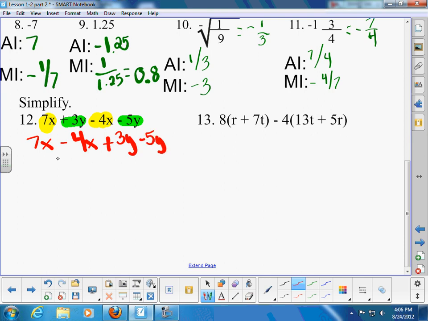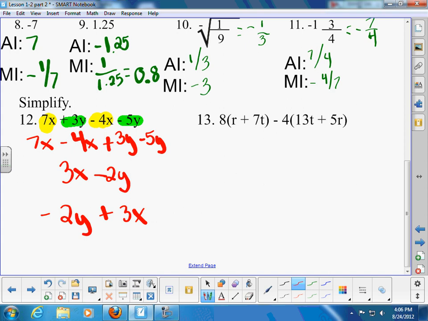Okay, so combining the like terms, 7x minus 4x would be 3x. And 3y minus 5y is -2y. So when I write that, I don't write plus -2y, I simply write minus 2y. Now, be careful, because some textbooks, some assignments may rearrange it. So another possible correct solution would be -2y plus 3x. Again, it's exactly the same because the sign in front of each term is exactly the same in both solutions.